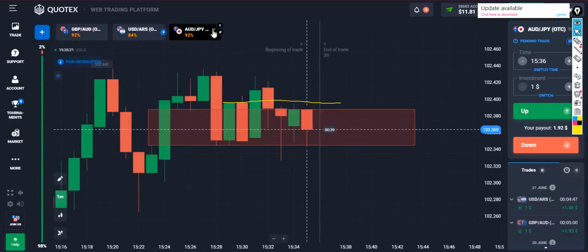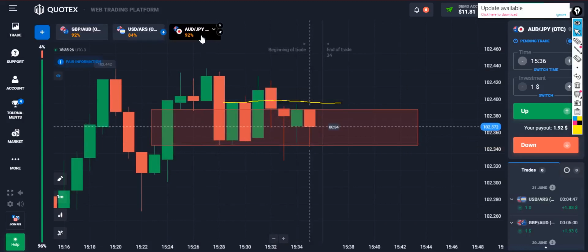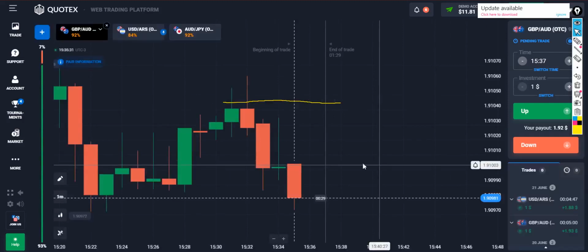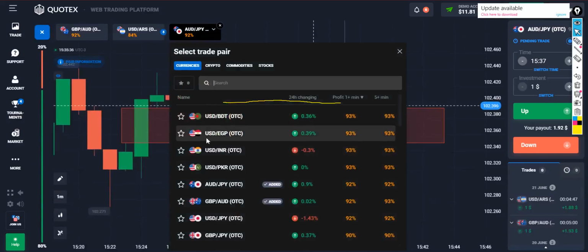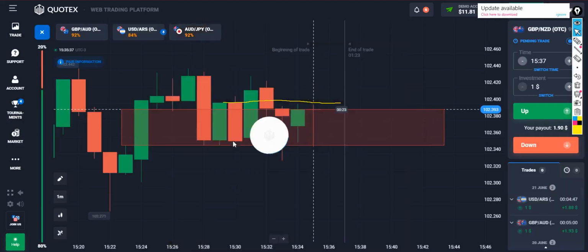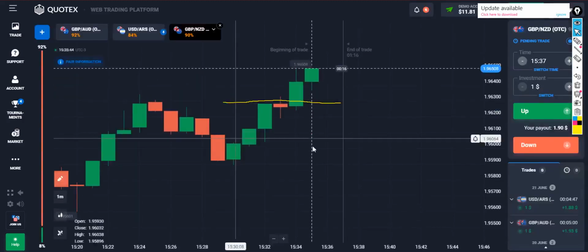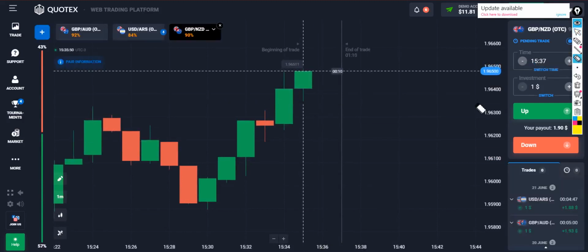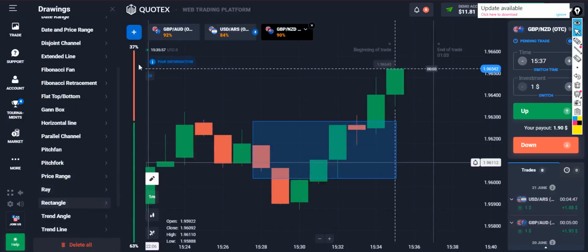So let's see if there is any other currency. Oh, this is the one. JPY. There is no fair value gap right here. No. GBP and ZT. I think there is a fair value gap right here. So let's rectangle.